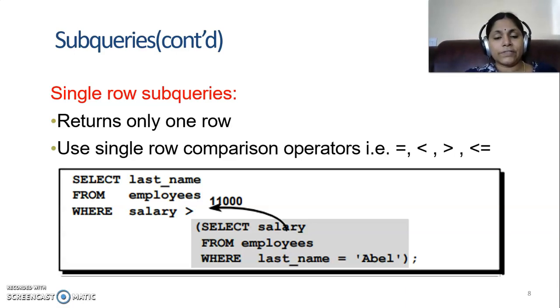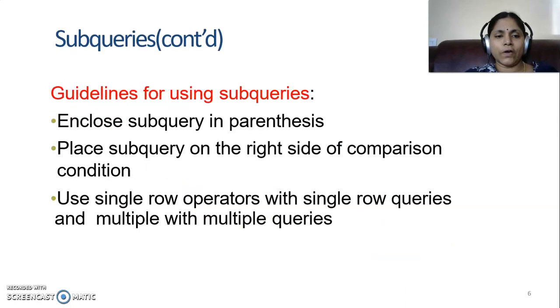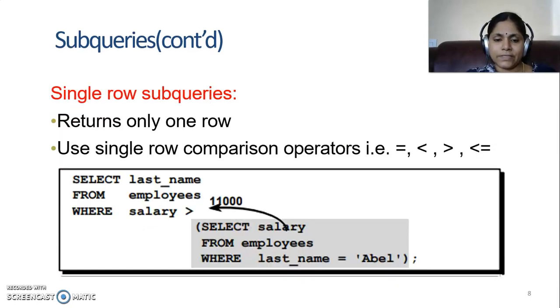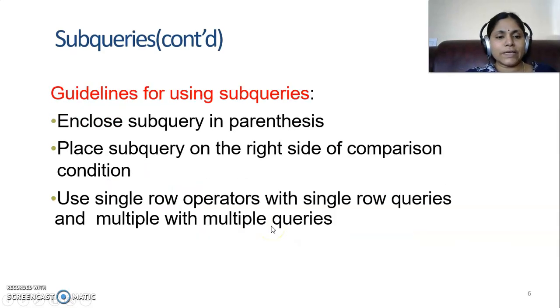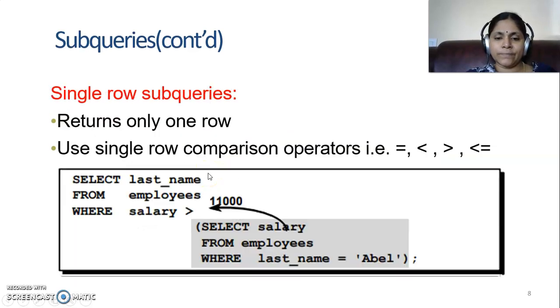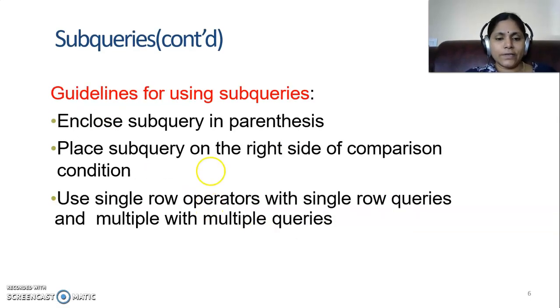So we will check now whether all the guidelines are being followed. What is the first guideline? Enclose the subquery in parentheses. Yes, here the subquery is enclosed in parentheses. What is the next guideline? Place the subquery on the right side of the comparison condition. The comparison condition that we have used here is the greater than symbol, and the subquery is placed on the right side of the comparison condition. That is also satisfied. Use a single row operator with a single row query and multiple row operators with a multiple row query.